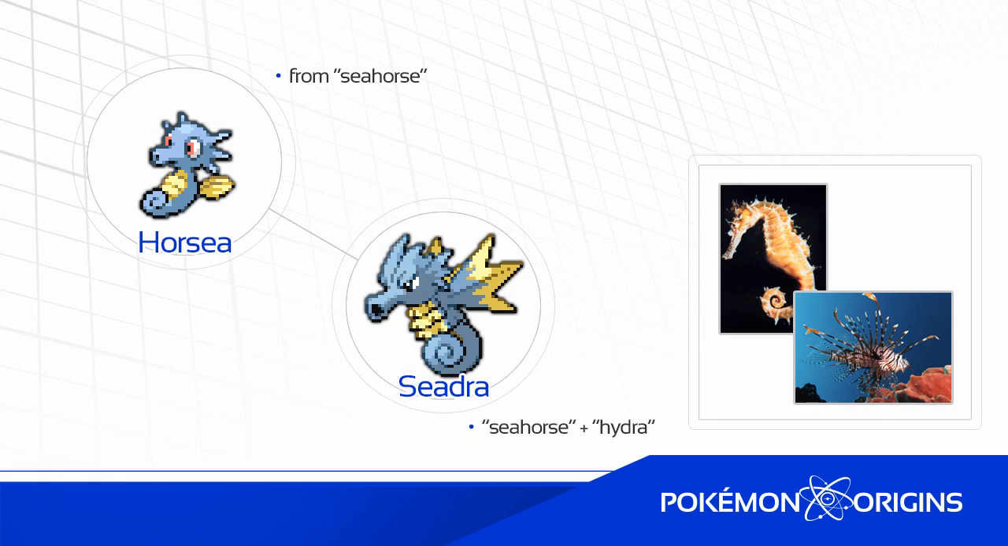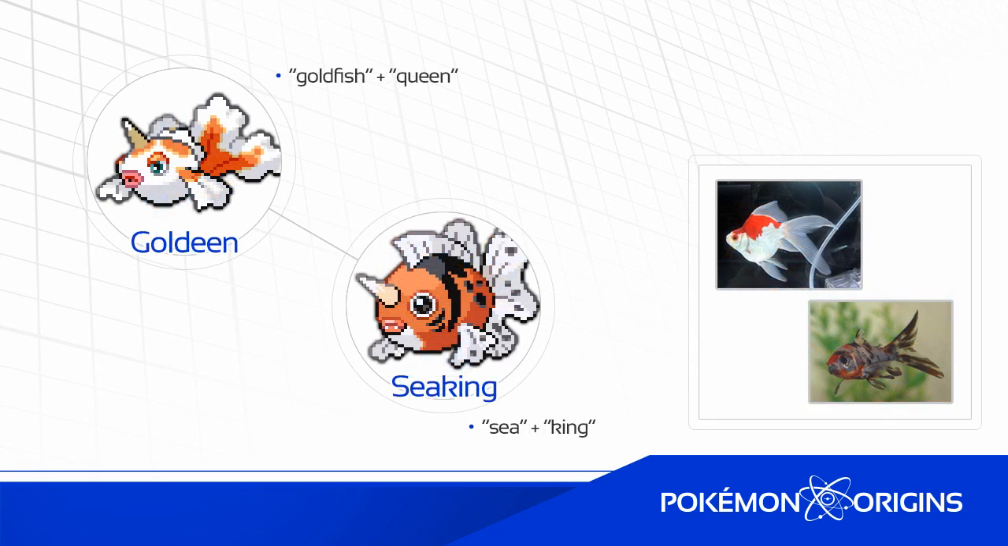Even more water types to follow, with Goldeen and Seaking next up. Goldeen being a combination of Goldfish and Queen, Seaking being a combination of Sea and King, both based on Goldfish, Seaking in particular based on the Shubunkin Goldfish because of its colouring.